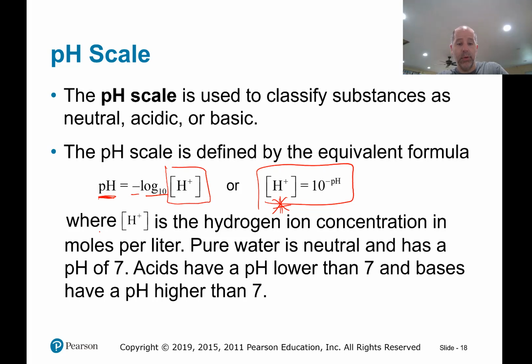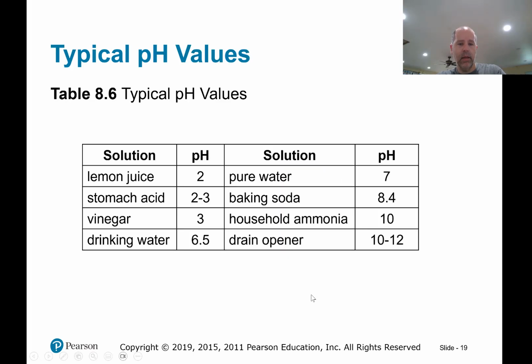Okay, now, pure water is neutral, has a pH of 7. Acids have lower pHs, and bases have higher pHs. So anything lower than 7 is considered acidic or an acid. Anything higher than 7 is considered basic or a base. And of course, there's weak and moderate and strong bases and acids. Okay, so here are the typical values for different types of bases and acids you might find around the house.